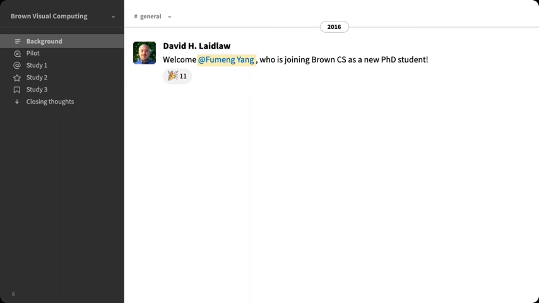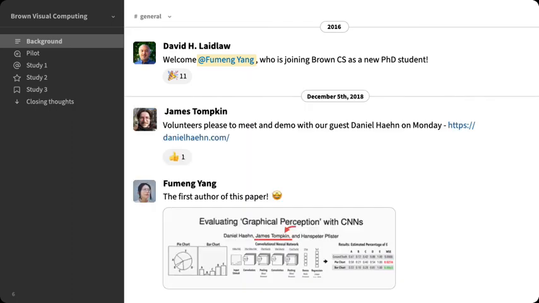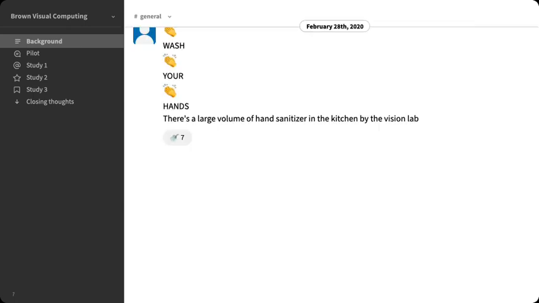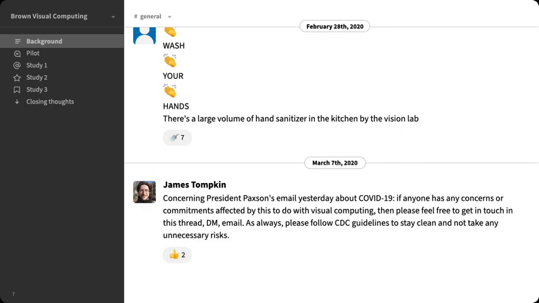The opportunity at Brown came 2 years later. Daniel Haehn was invited to give a talk at our group seminar, where he talked about his paper, Evaluating Graphical Perception with CNNs, which later largely motivated our current work. After 2018, unfortunately, it was the COVID-19 pandemic. Like many other people, I was locked at home, but therefore had more time to think about research.